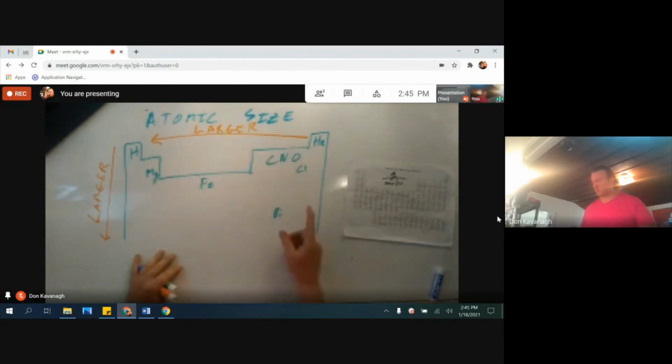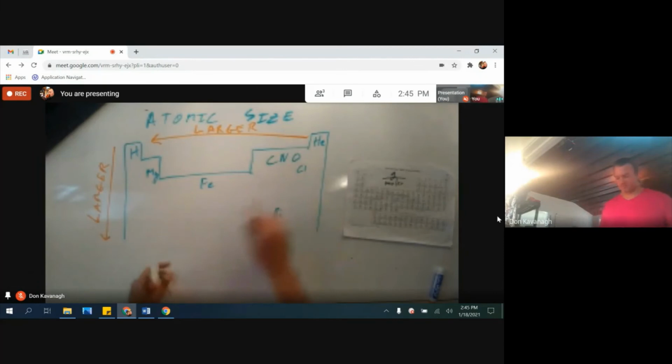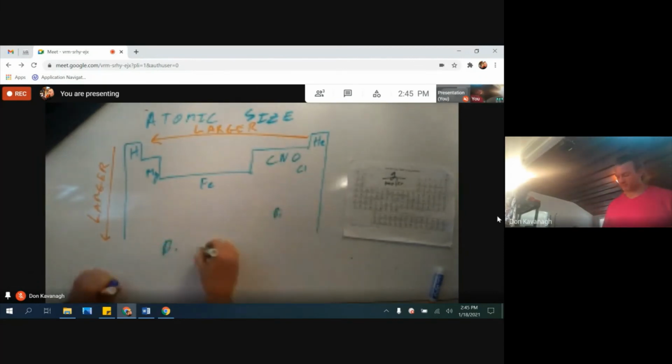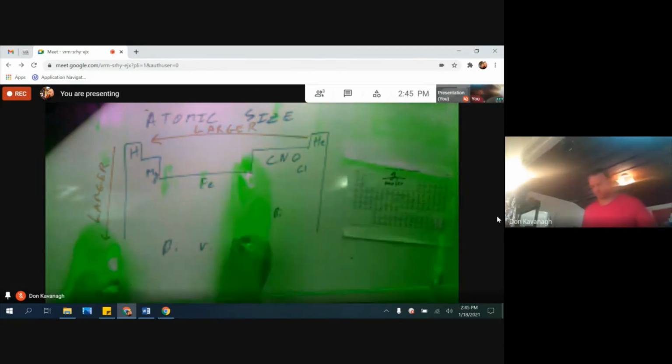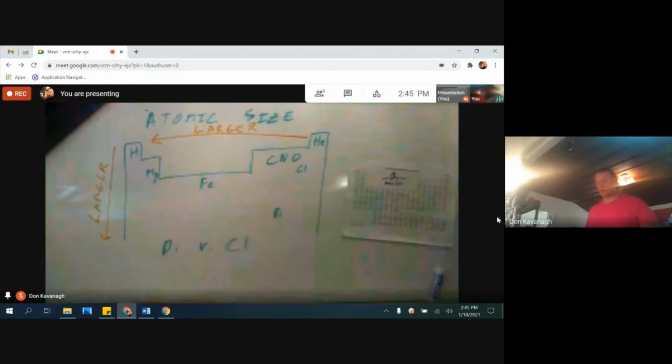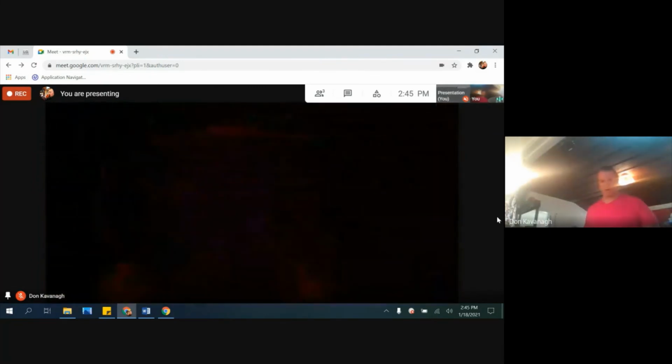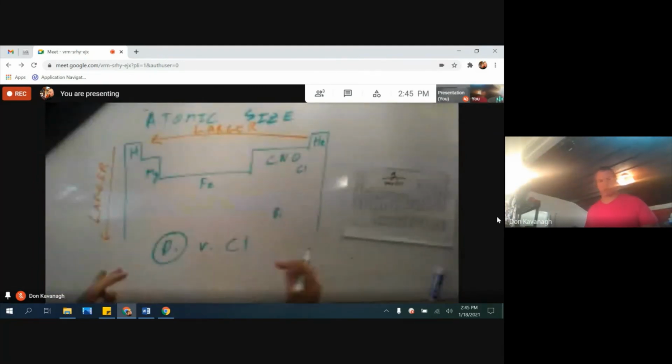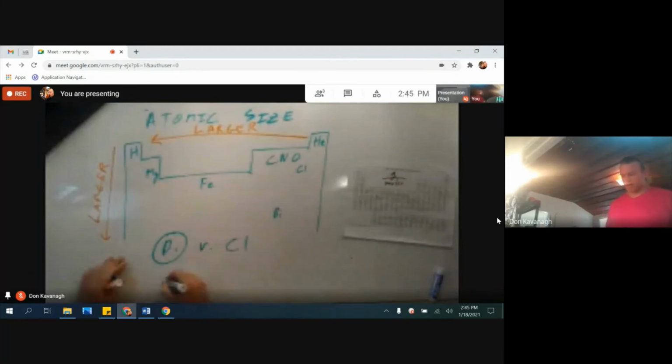If we have bismuth and chlorine on the periodic table, which of these is going to be larger? We would bet that bismuth is going to be larger based on this trend, and it has more shells of electrons here.